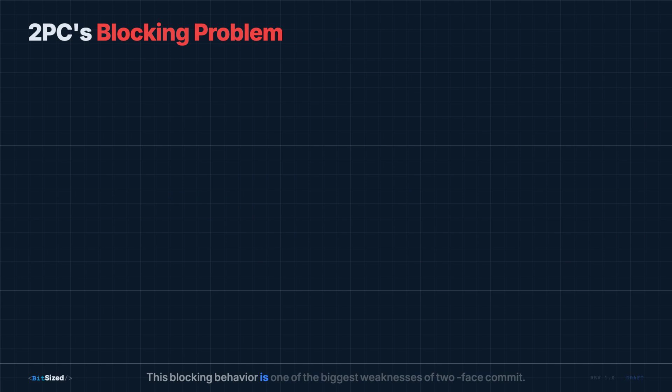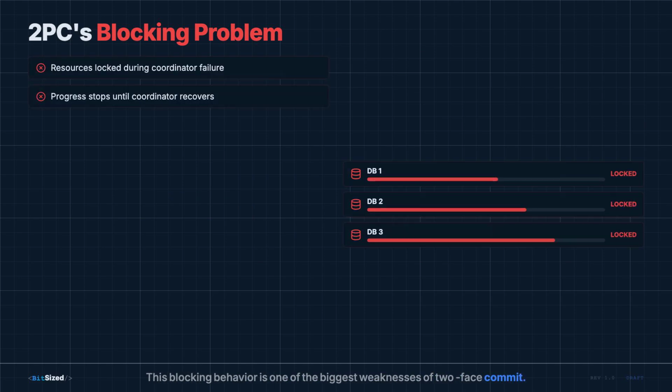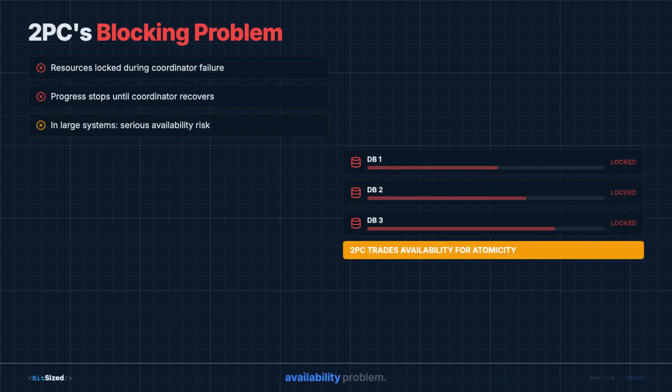This blocking behavior is one of the biggest weaknesses of two-phase commit. During failures, resources can remain locked and progress may stop until the coordinator recovers. In large distributed systems, this can become a serious availability problem.